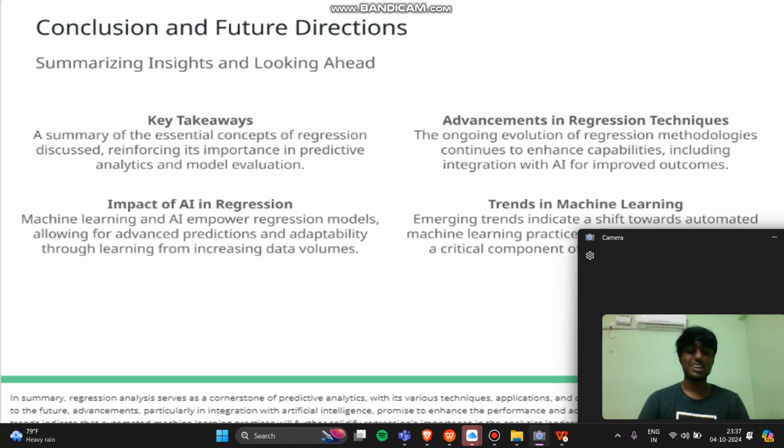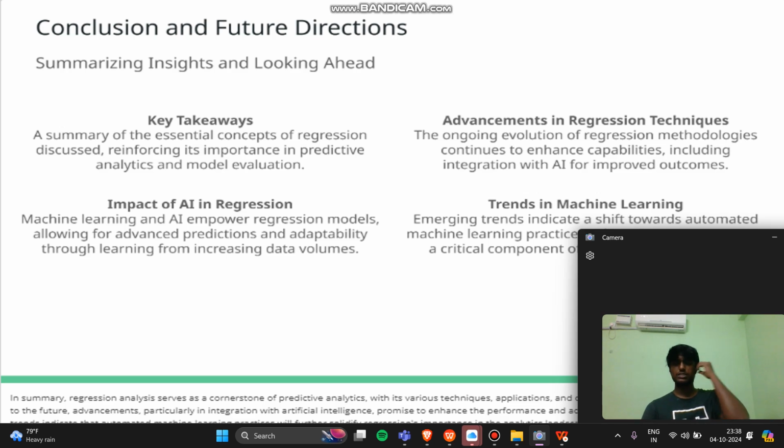So now we can wrap up this regression chapter, I guess. What is the conclusion we got from this chapter? Summarizing the insights and looking ahead. Key takeaways: a summary of the essential concepts of regression discussed, reinforcing its importance in predictive analytics and model evaluation. Advantages: the ongoing evolution of regression methodologies continues to enhance their abilities.